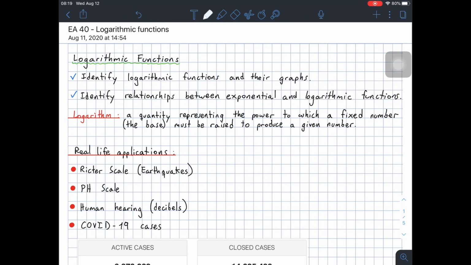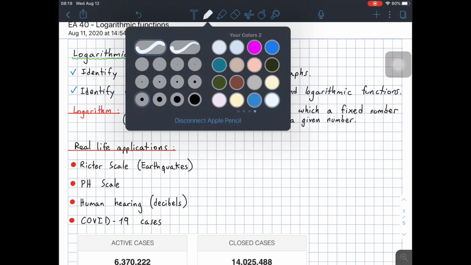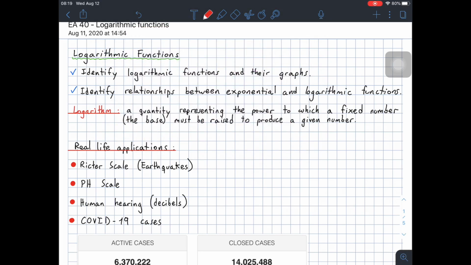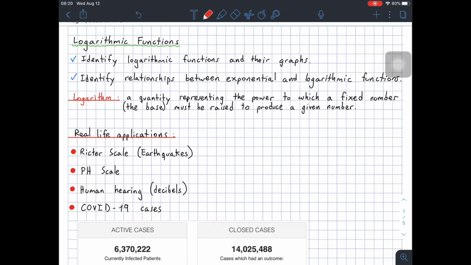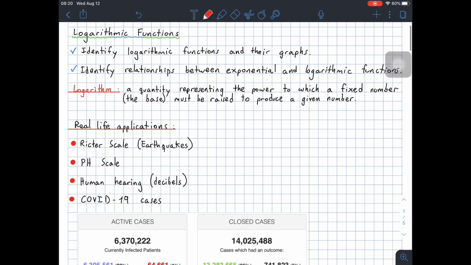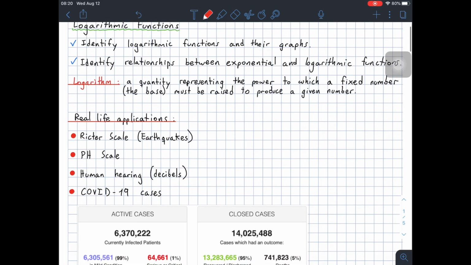Okay, so logarithmic functions. The objectives for today's class are two. First, identify logarithmic functions and their graphs, and second, identify relationships between the exponential and logarithmic functions. First of all, we're going to define what a logarithm is. It says, a quantity representing the power to which a fixed number, the base, must be raised to produce a given number. We're going to cover this concept more in depth in the following electronic assignment, but just for you to have an idea of what we're going to talk about today, there's a definition.